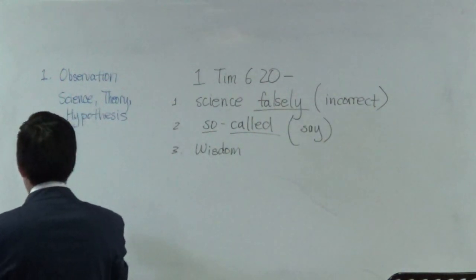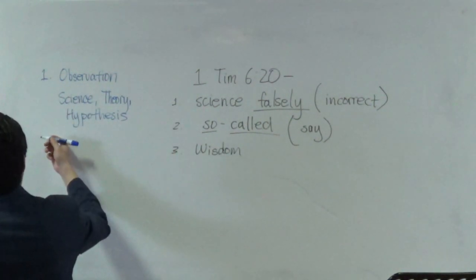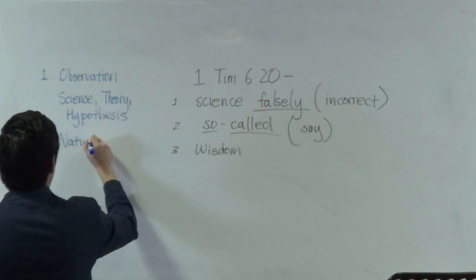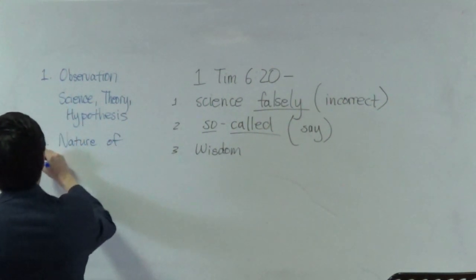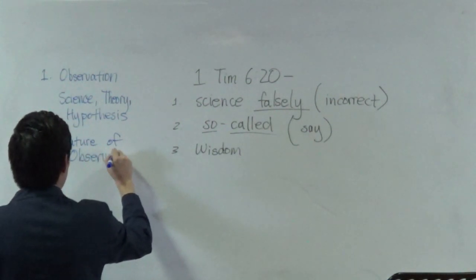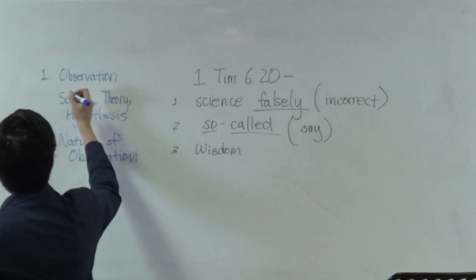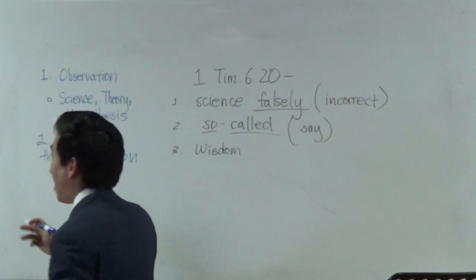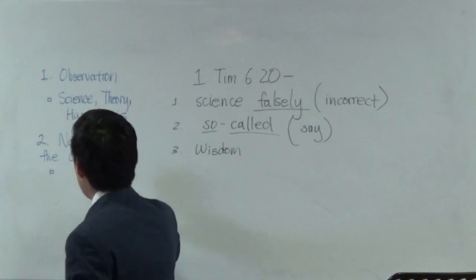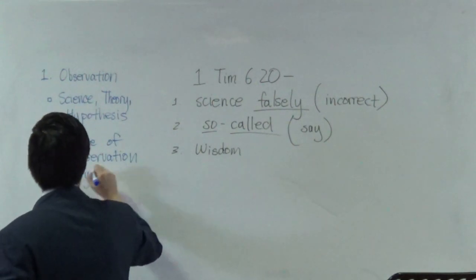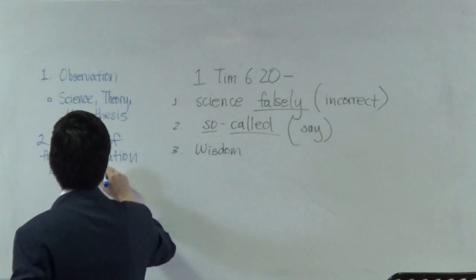The second thing is the nature of the observation. So in other words, this kind of relates to the first one, but it's slightly different. The first one depends on the mindset of what you see. But this one depends more upon what you already believe in theory. So in other words, bias.